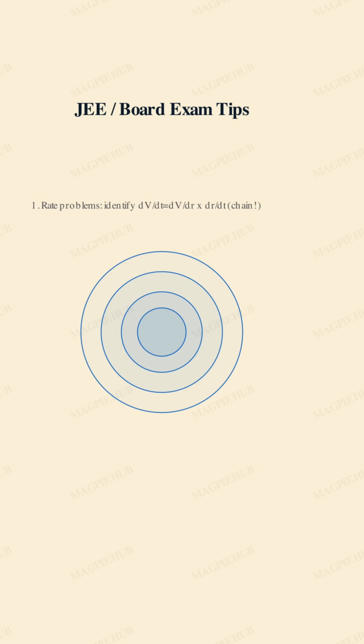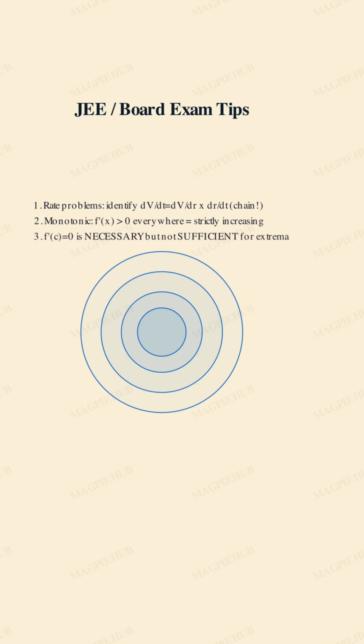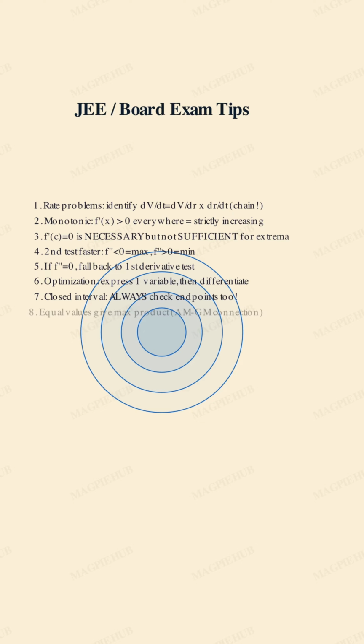Key exam tips. First, in rate of change problems, always set up the chain rule connecting the variables. Second, if f prime is positive everywhere on an interval, the function is strictly increasing there. Third, f prime equals 0 is necessary but not sufficient for extrema. Fourth, the second derivative test is usually faster, just plug in. Fifth, if f double prime is also 0, fall back to the first derivative test.